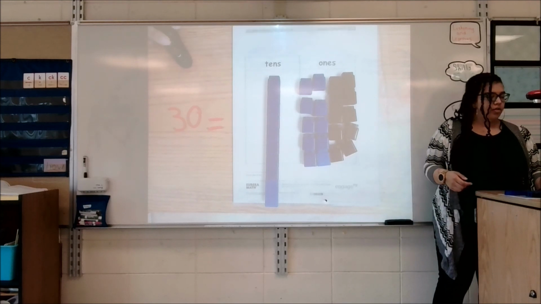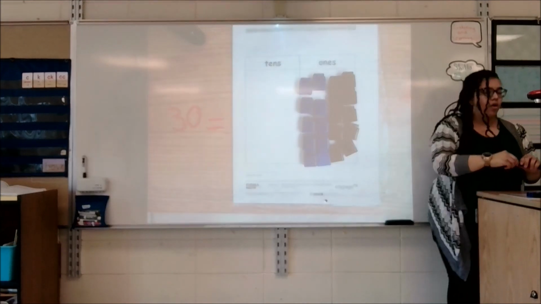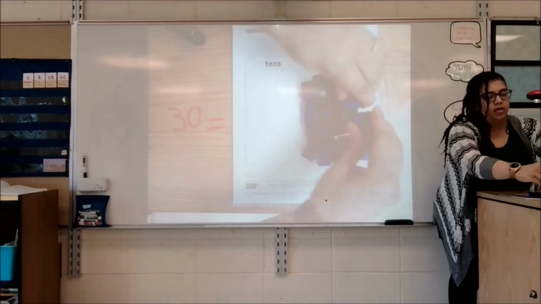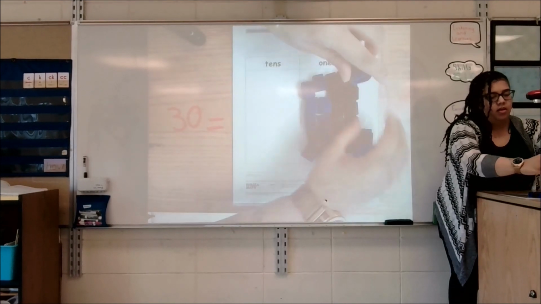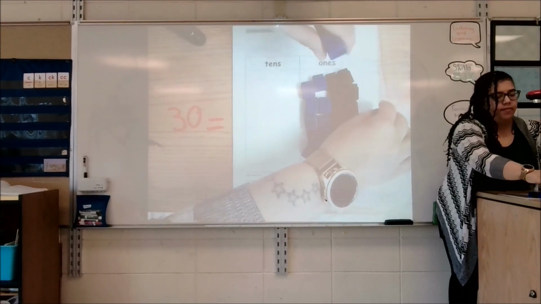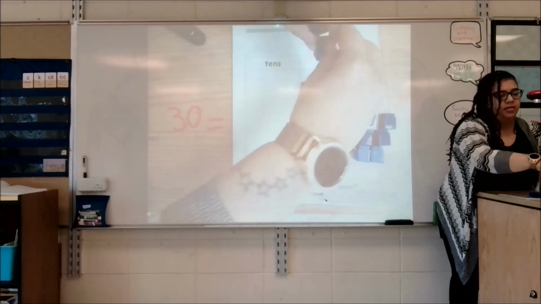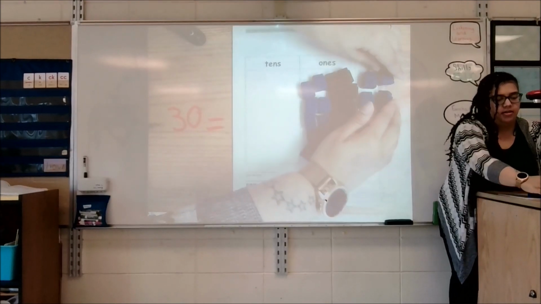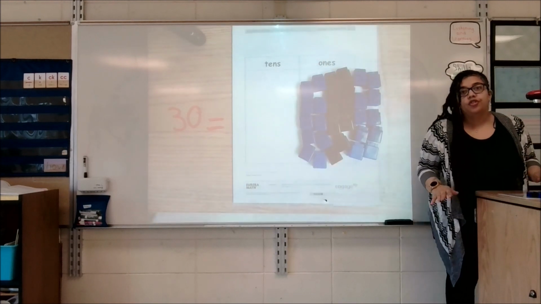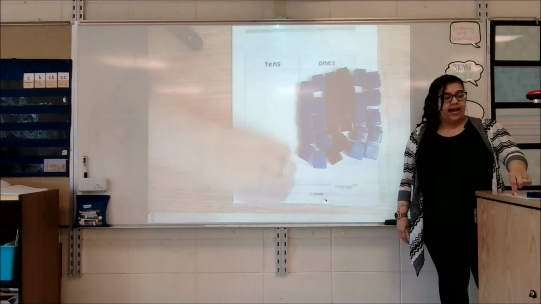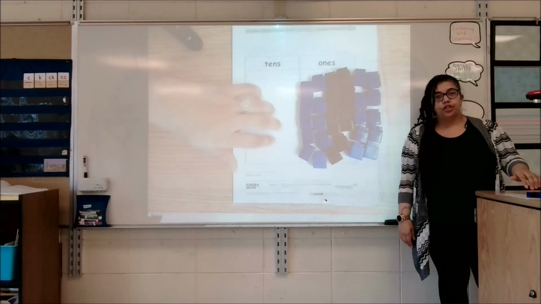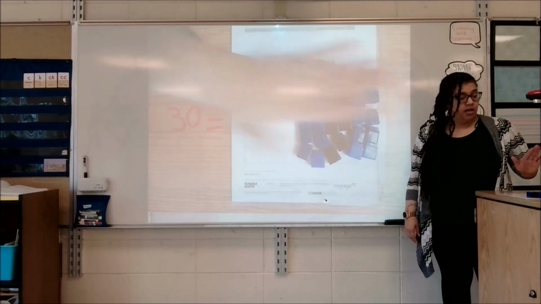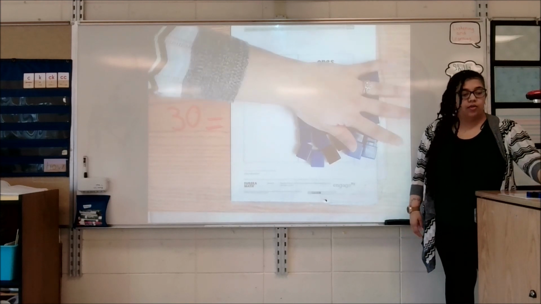Now, doing it once more, let's break this down into all the pieces. We're running out of room, but it's okay. So 1, 2, 3, 4, 5, 6, 7, 8, 9, 10. What do I have pictured now? Just reading what is pictured. Do I have any groups of 10 pictured? No, what I have is 30 ones. 30 is equal to 30 ones.